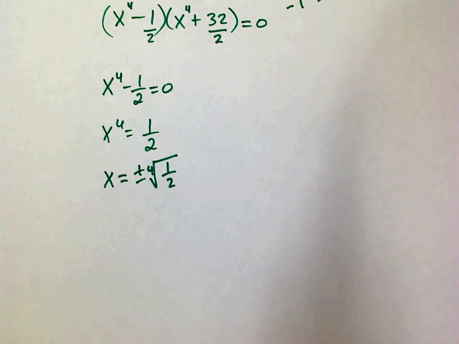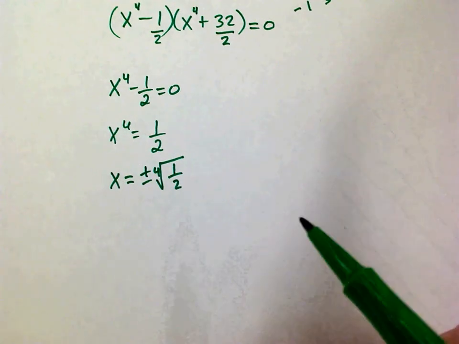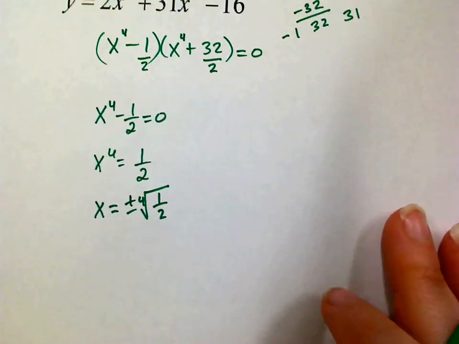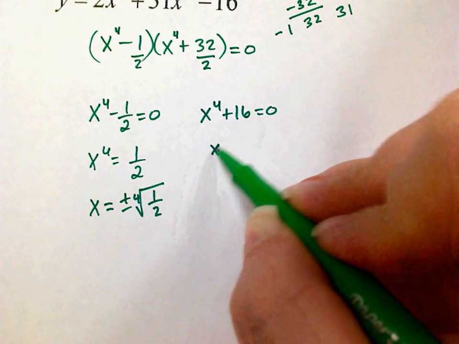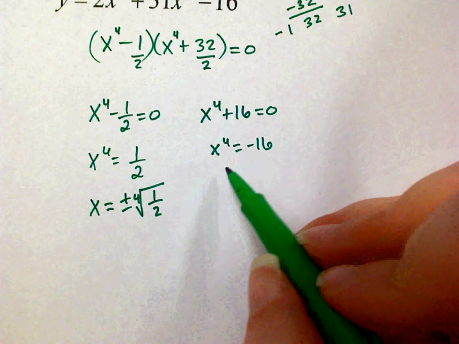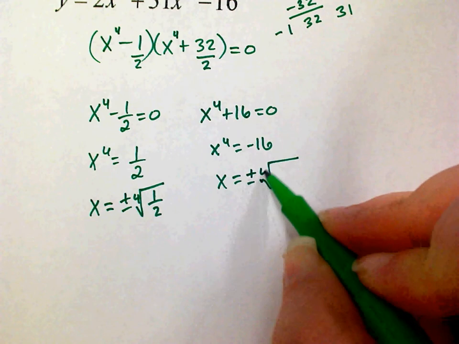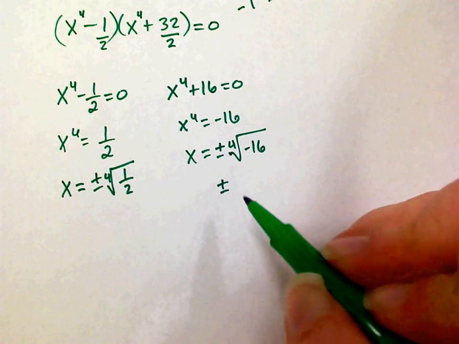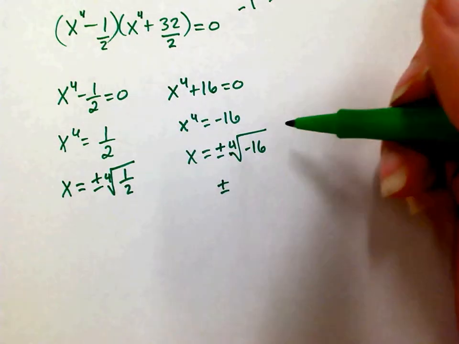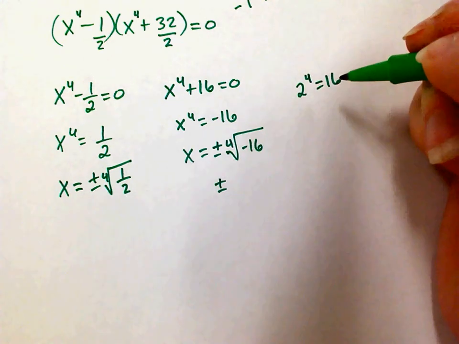We don't have to rationalize that. If you did, you'd have to multiply by 3 more 4th roots of 2 in the denominator and the numerator, and we're just not going to worry about that right now. What's 32 divided by 2? X to the 4th equals negative 16. So then x equals plus and minus the 4th root of negative 16. Is that imaginary? It is imaginary because of the negative, and someone is telling me it's 2 because 2 to the 4th is 16. Yeah? So the 4th root of 16 is 2. So plus and minus 2i.